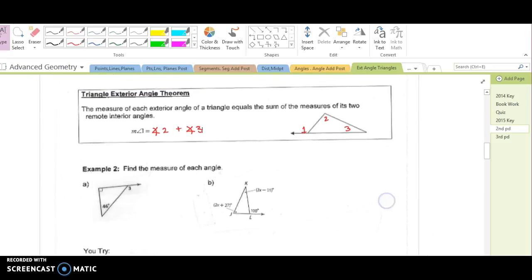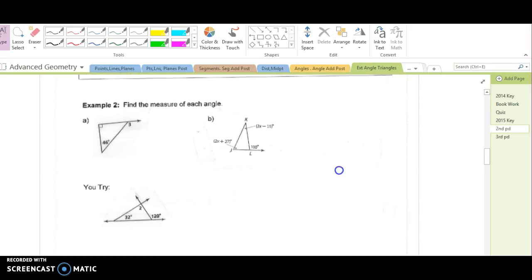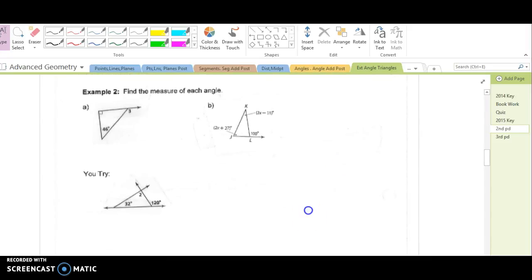So in example 2, find the measure of each angle. Well, all I should have to do is add the 2 on the inside up, 90 plus 46, and so that should be 136 is what the measure of angle 3 equals.